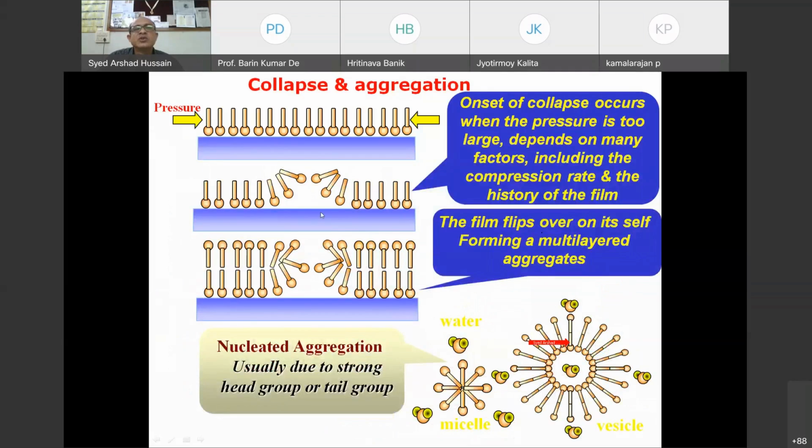So this is a floating layer in the solid phase, that is, molecules close to each other. Then this is after collapse, where many things may occur, maybe aggregation, maybe a double layer, so many possibilities are there. So one can study this kind of thing.